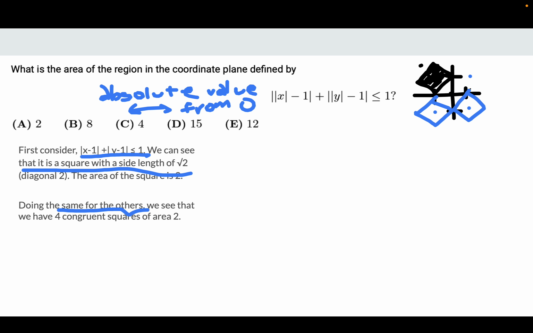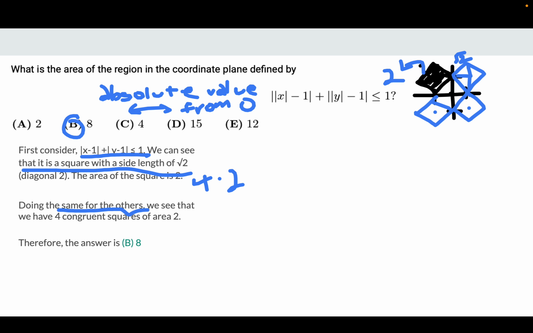Since we know that this is 1 here, we know that this length would be square root 2 because of 45-45-90 triangles. So the area of each should be 2. Then the answer would be 4 times 2, or 8, which is B.